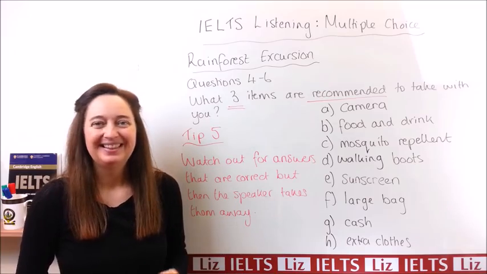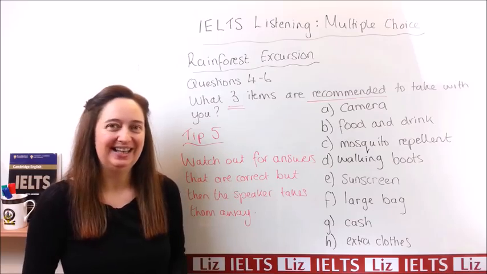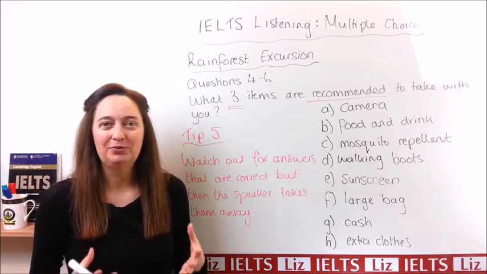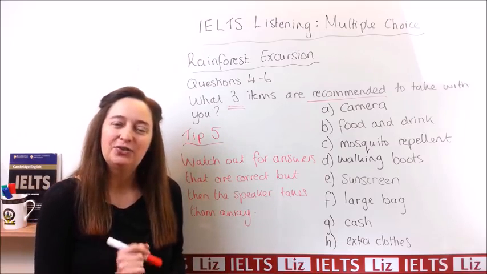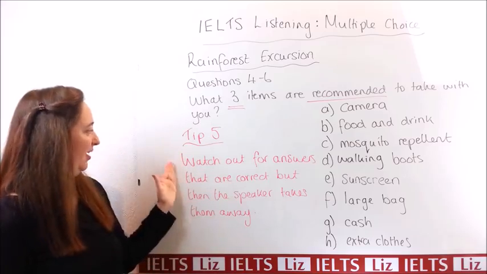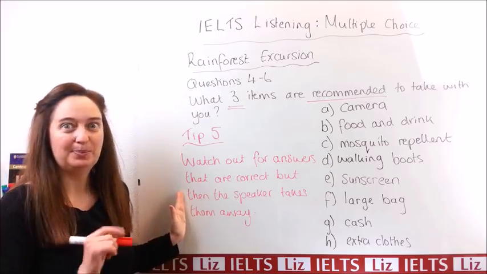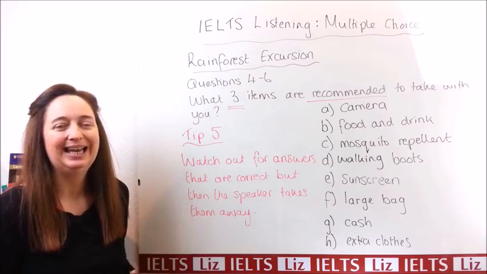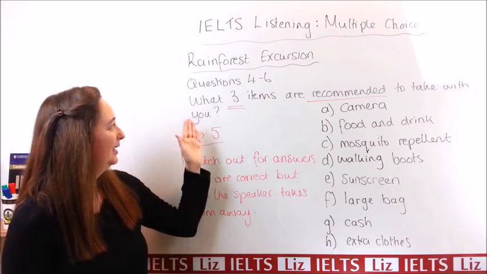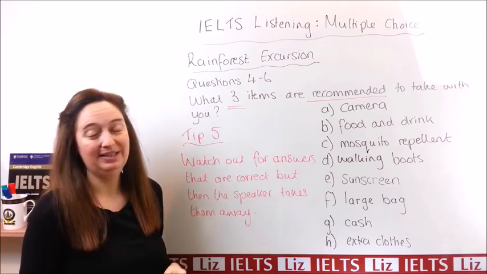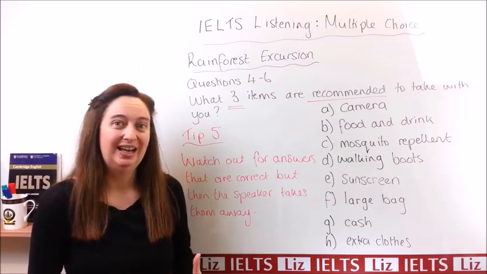And the last tip. The last tip is all about a common trap that IELTS like to give in their listening test. And this is a trap that really tests your ability to concentrate and listen for detail. So tip number 5 is watch out for answers that are correct, but then the speaker takes them away again. Let me give you an example so you can understand. Now, we're listening for 3 items that are recommended to take with us into the rainforest. So something we should take.